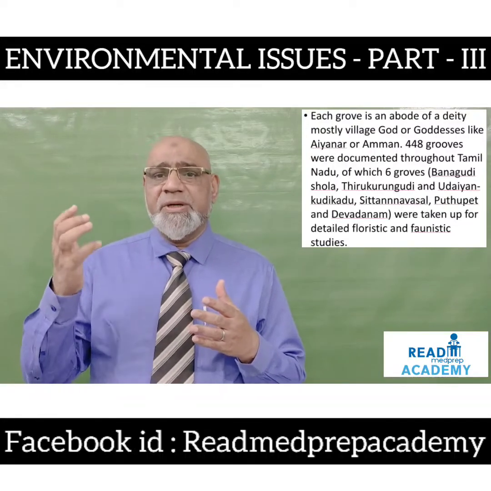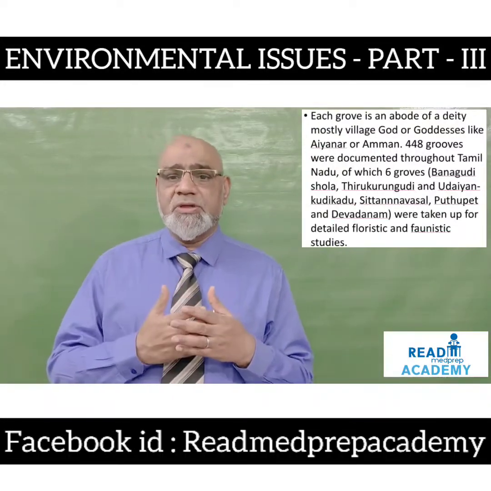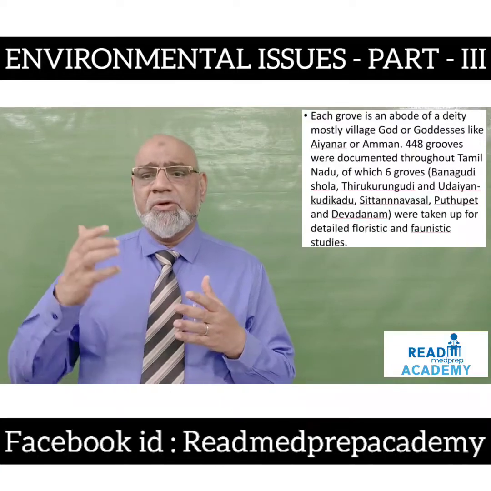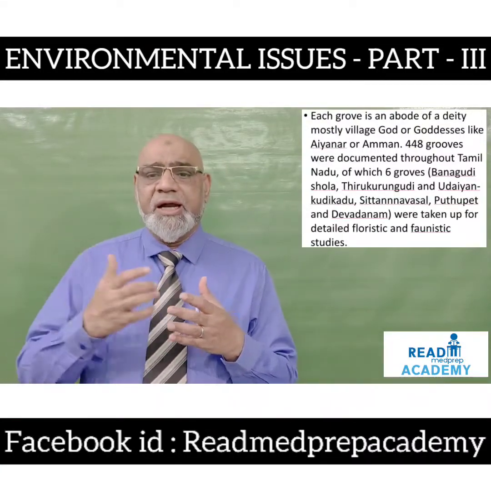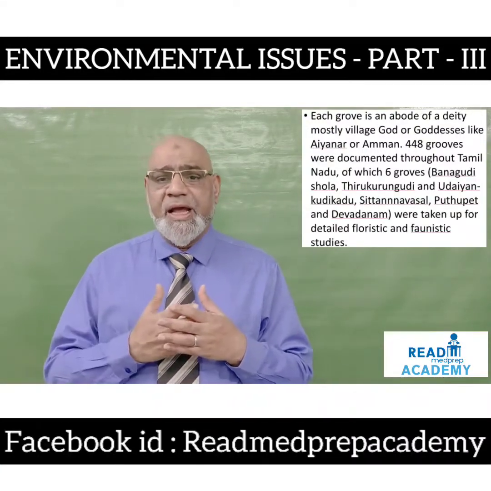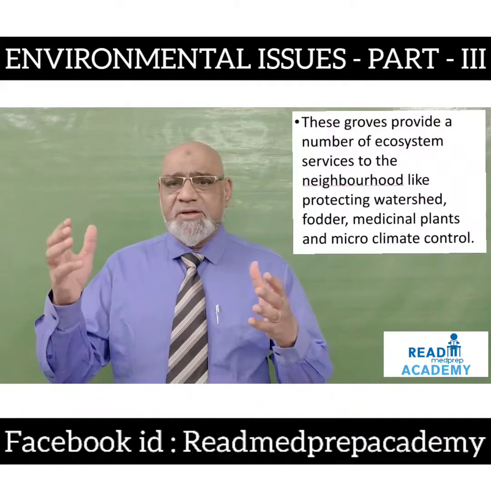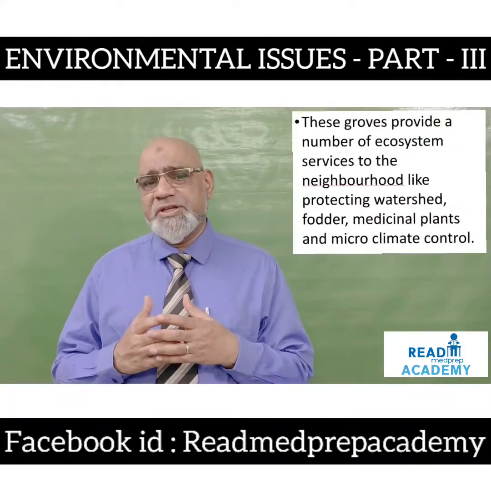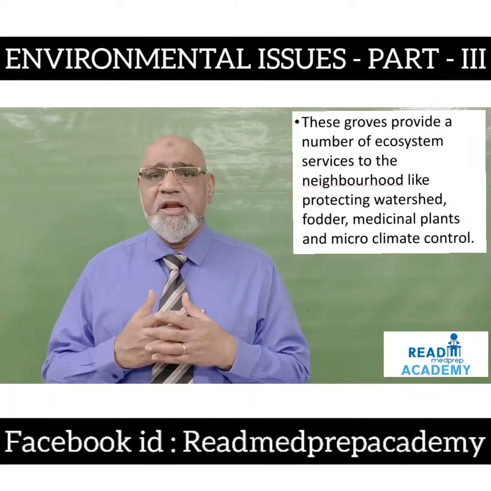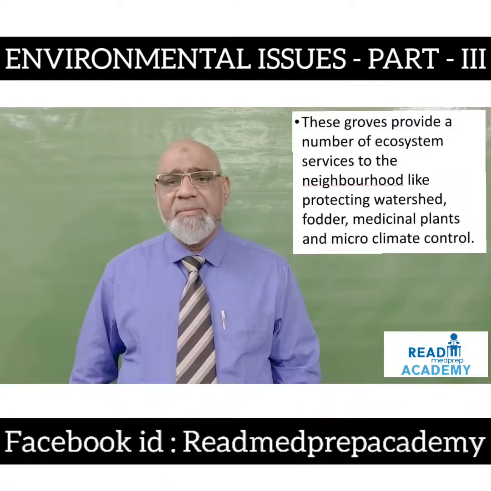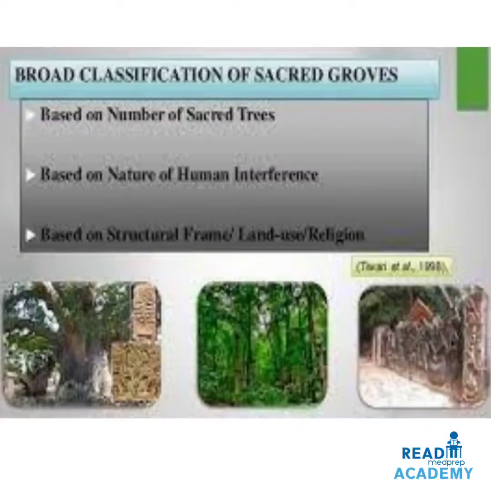448 groves were documented throughout Tamil Nadu, of which 6 groves, Banagudi Shola, Tirukurungudi, Udayan Kudikade, Chittanavasal, Pudupet, and Devadanam were taken up for the detailed floristic and faunistic studies. These groves provide a number of ecosystem services to the neighborhood like protecting watershed, fodder, medicinal plants, and microclimate control. The broad classification of sacred groves is based on the number of sacred trees, the nature of human interference, structural framework, the land usage, and the religion.